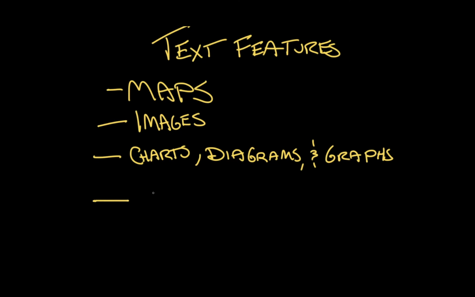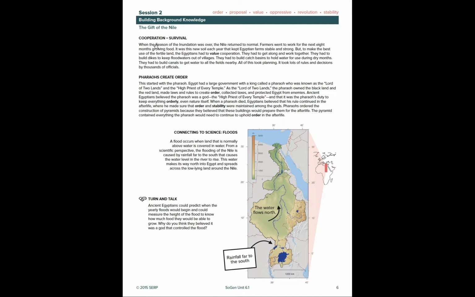The final text feature I want to talk about is a broader category and something I'll just call layout, and that's the way that the text looks, that the words themselves look. Looking at this page, we can see that the words are grouped in a bunch of different chunks.